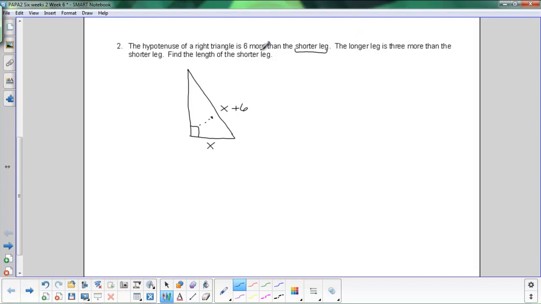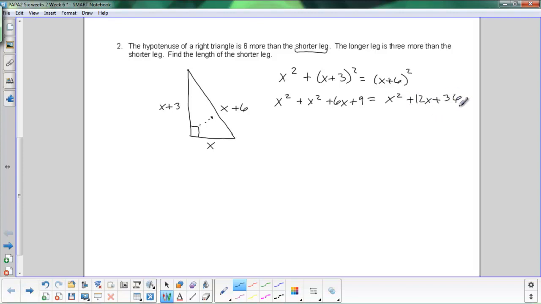The longer leg is 3 more than the shorter leg. I know the longer leg here is x plus 3. Find the length of the shorter leg. So that's a squared plus b squared equals c squared. I will multiply out these perfect square trinomials. x squared plus x squared plus 6x plus 9 equals x squared plus 12x plus 36.